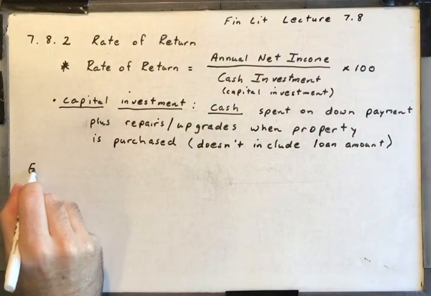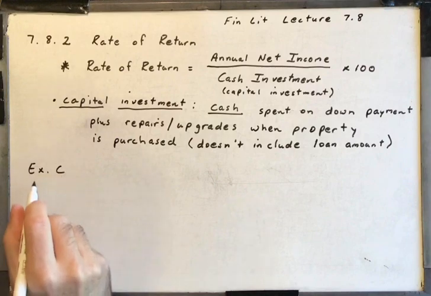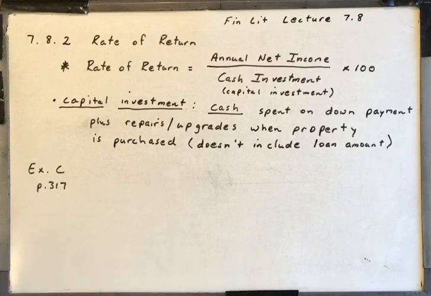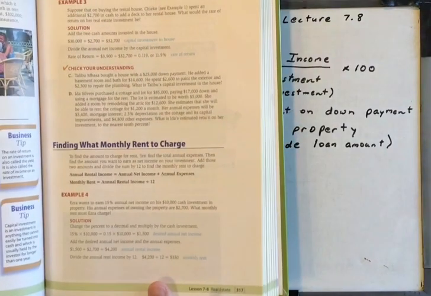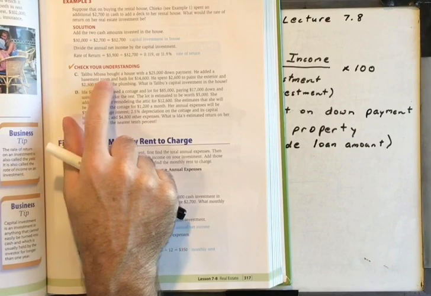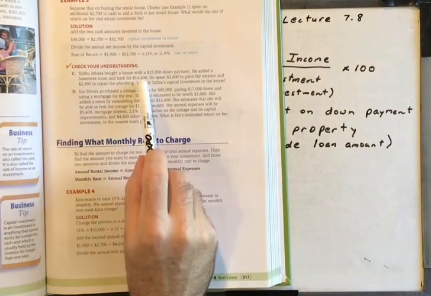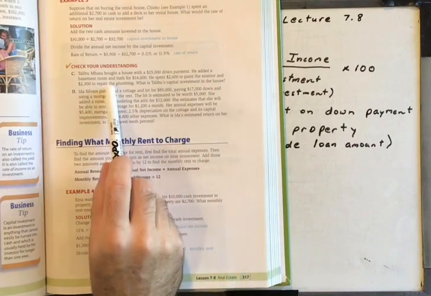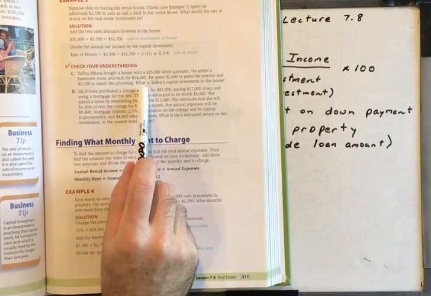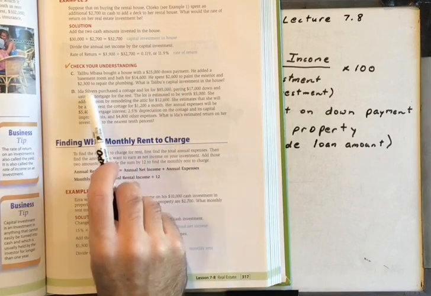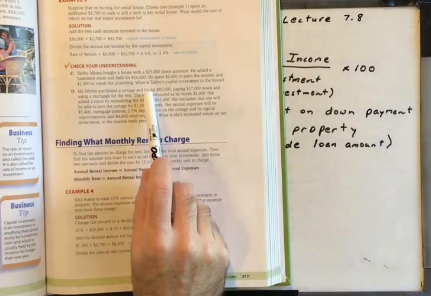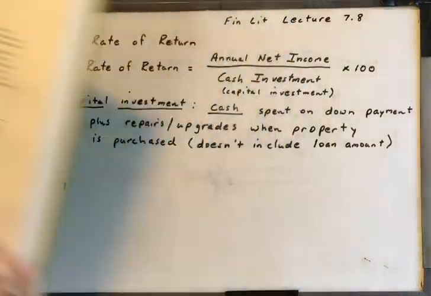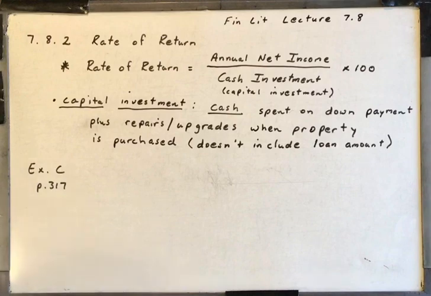Okay, let's look at example C. I think this will help explain it, on page 317. It says Talibu Mbasa bought a house with a $25,000 down payment. He added a basement room and a bath for $14,600. He spent $2,600 to paint the exterior, $2,300 to repair the plumbing. What is Talibu's capital investment in the house? All right, so we're just going to add them all up.